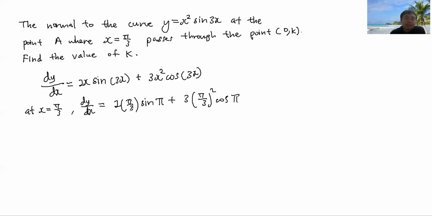Again, it is pi. Take note that sine pi is actually 0, so this times 0 makes the whole term 0. And cosine pi is -1. So our dy/dx is negative pi squared over 3.